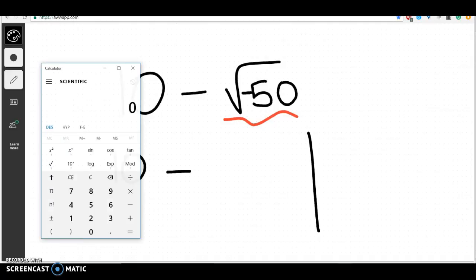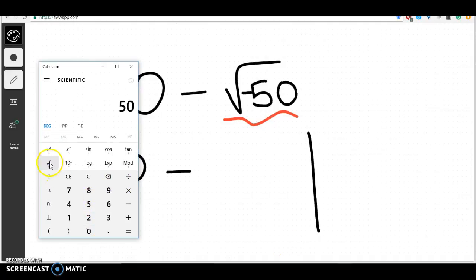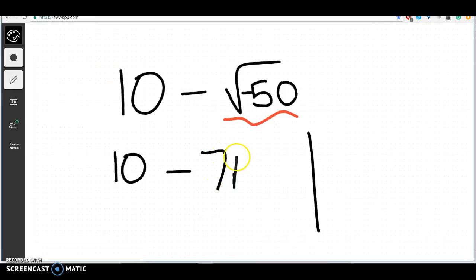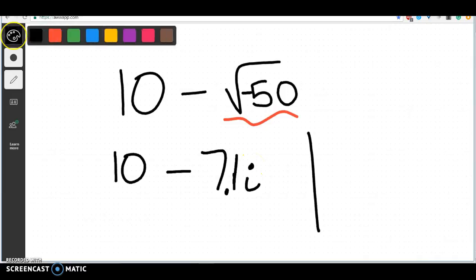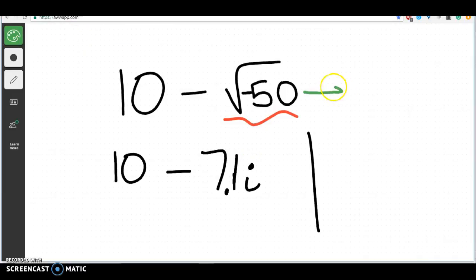So if you take the square root of 50, you stick an i, like you get 7.1i. But there's a slightly different way to simplify it. The slightly different way to simplify it is go, okay, like this square root, I really can't take the square root of 50 nicely.